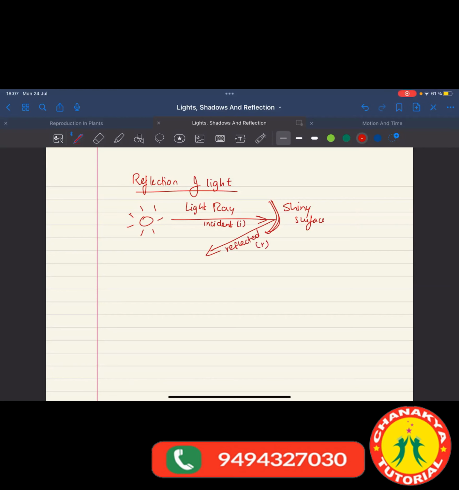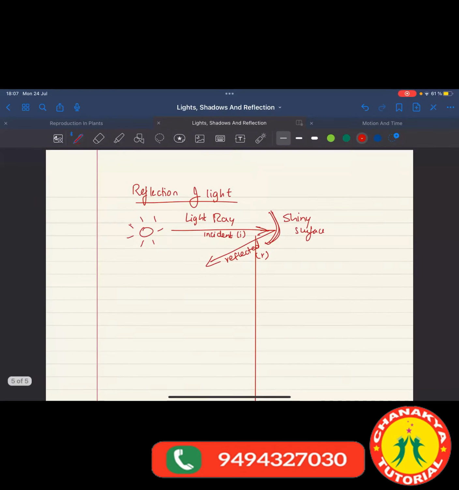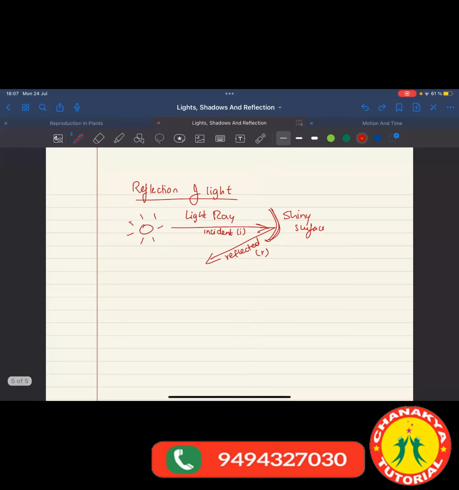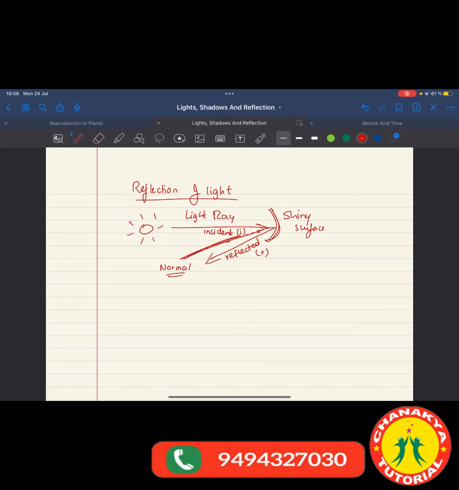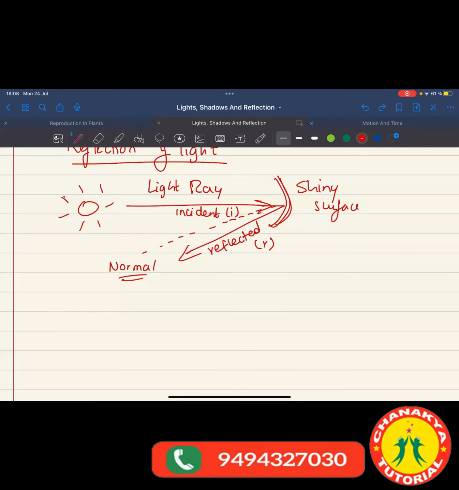Between the incident and reflected light ray, there is an angle. This line is called the normal. If a perpendicular line is drawn on the reflective surface, it is called the normal. Now this is the example of the reflection.